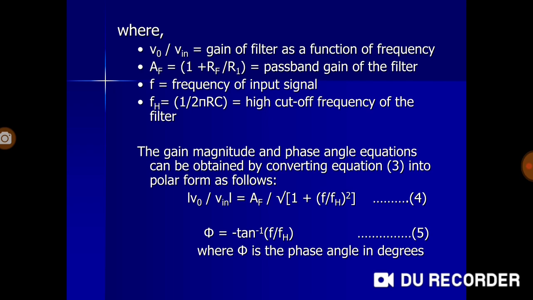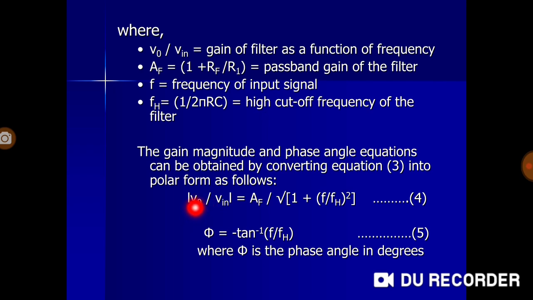F is the operating frequency, or the frequency of the input signal, and FH is 1 upon 2 pi RC, which is the high cutoff frequency of the filter. Now the magnitude and the phase angle of this particular filter: we have already got an expression for v naught by v in. Applying the same equation, we obtain the magnitude as well as the phase angle.